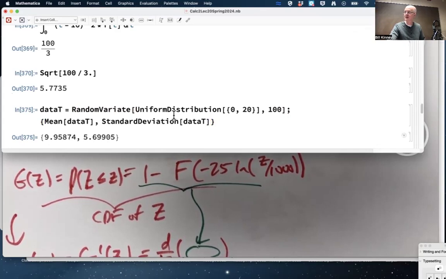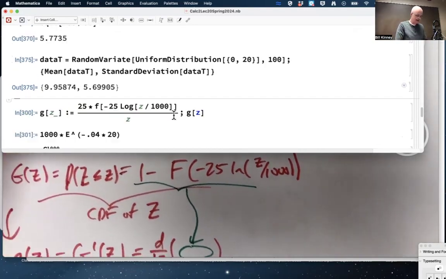There's less spread. You could try applying the 2 standard deviation rule of thumb. 5.8 times 2 is 11.6, round it to 12. Almost all the data is going to be within 12 units of 10, between -2 and +22. Yeah, all of it will be, because it's all got to be between 0 and 20.